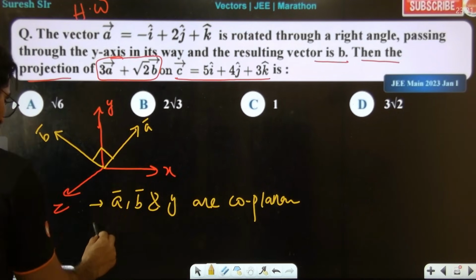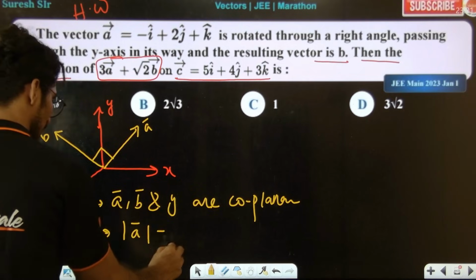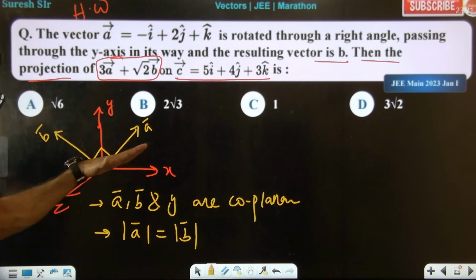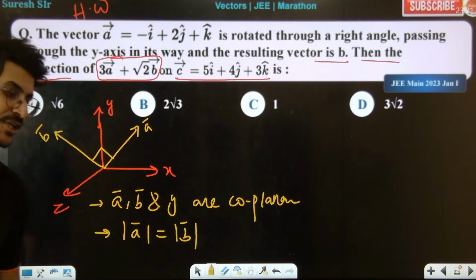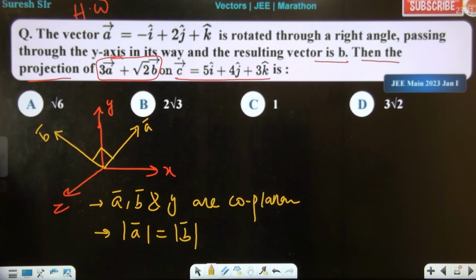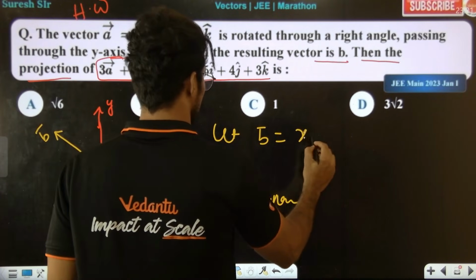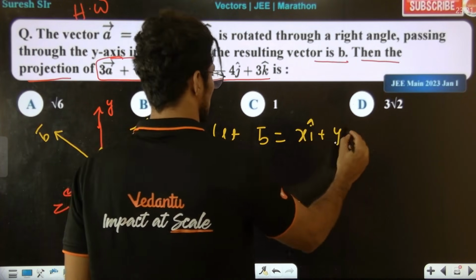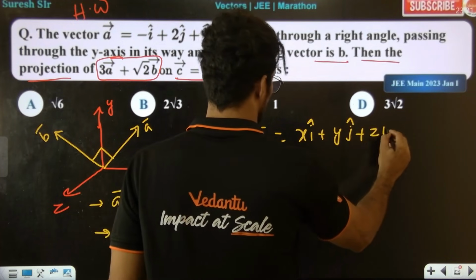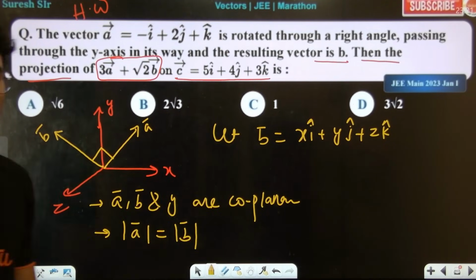Right? This is 1 point, sir. And here magnitude of A is equal to magnitude of B. When I am rotating by 90 degrees, I am not changing the magnitude of A vector and B vector. So A vector magnitude is what? B vector. We don't know what B vector is here. A vector is given. Let us consider B vector as xi cap plus yj cap plus zk cap. You can simply take it as x comma y comma z to make the calculation easy.